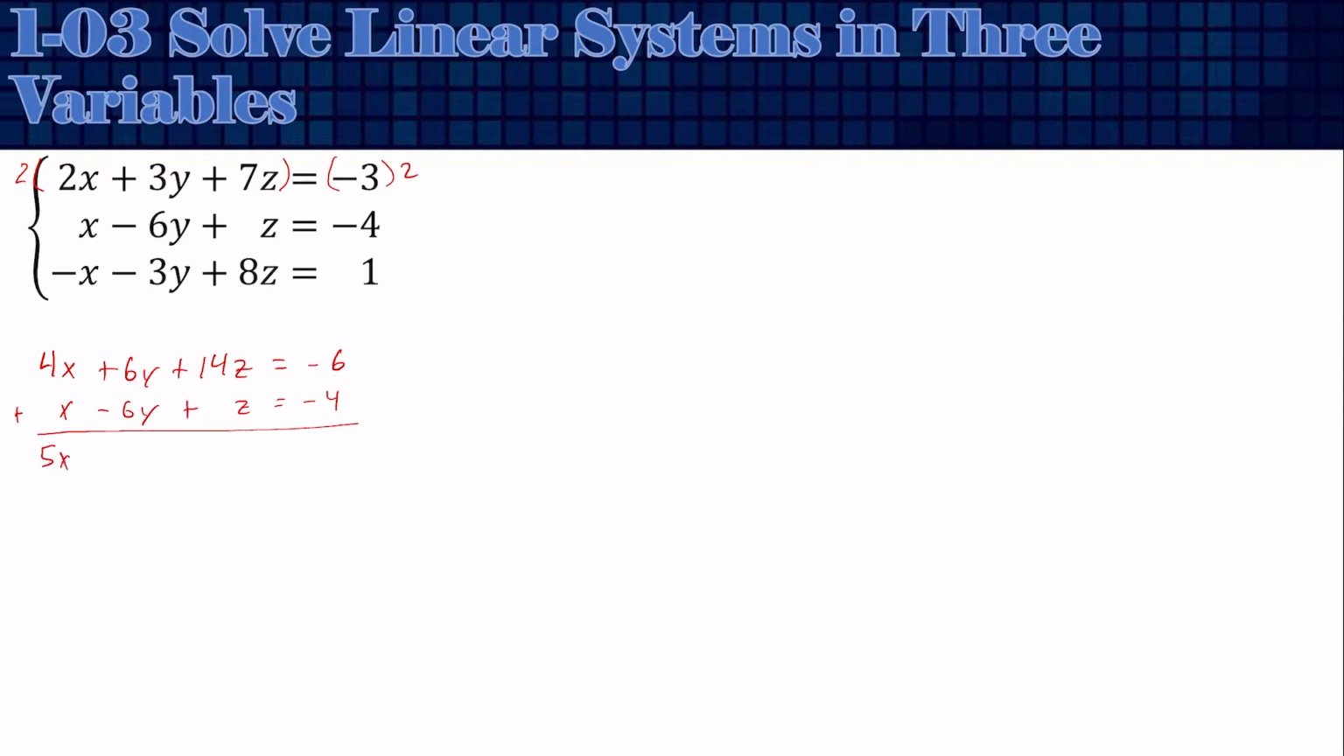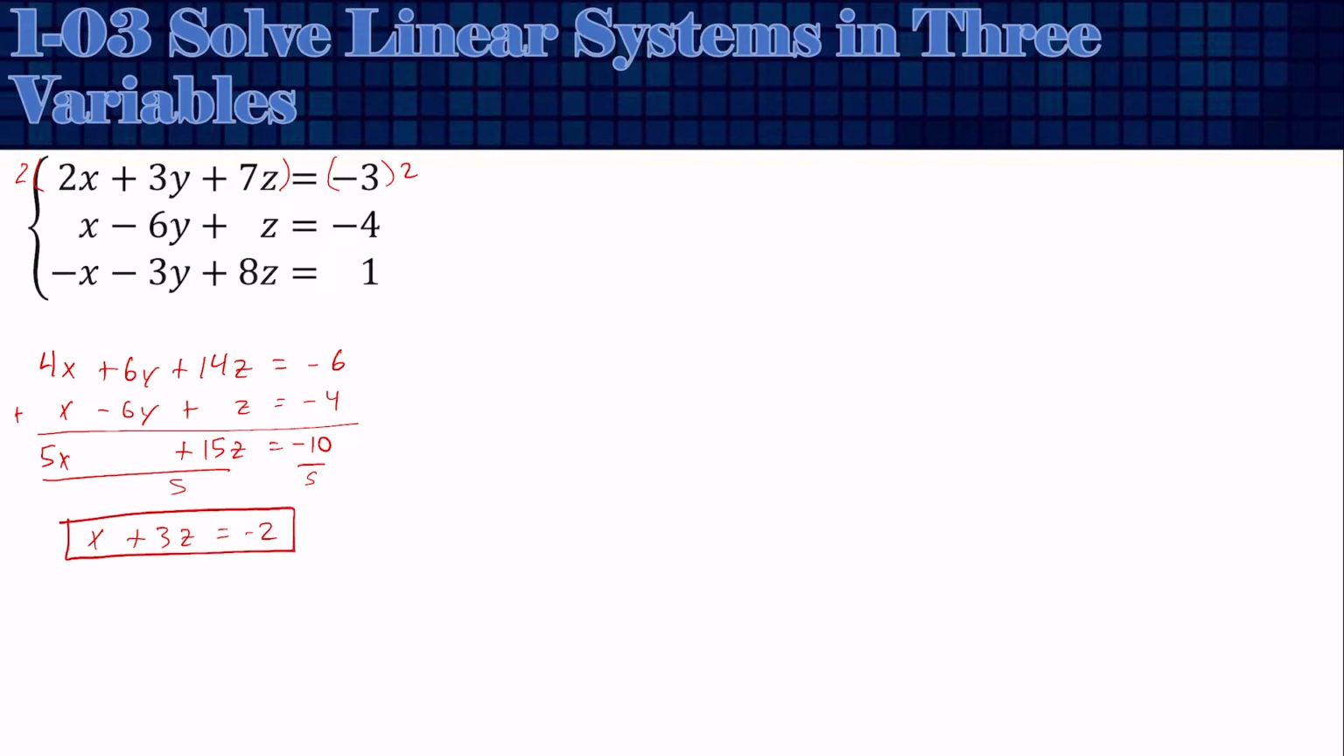4x and x is 5x. 6y and negative 6y is 0. 14z and 1z is 15z. And negative 6 and negative 4 is negative 10. Here we could divide them all by 5. You don't have to, but it'd be convenient to divide both sides by 5 just to make our numbers smaller. So it'd give me x plus 3z equals negative 2. All right, let's remember that one.